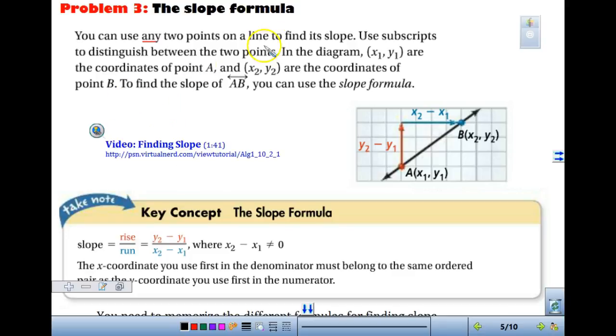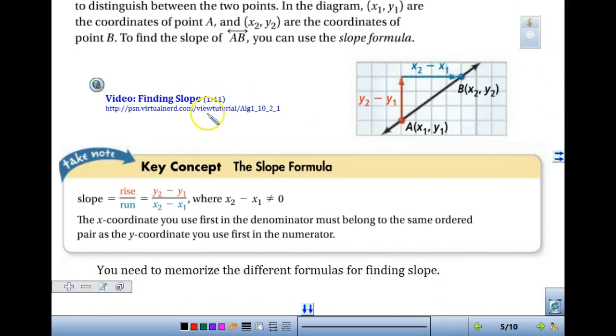All right. So it says you can use any 2 points to find the slope. We distinguish the 2 points, and we usually use x sub 1 and y sub 1. For the second point, we're using x sub 2 and y sub 2. Does it matter which one is x sub 1 and which one is x sub 2? No. Usually they go in order from left to right, so they'll put the first one and the second one, but it doesn't really matter. And then this is the slope formula that's down here.